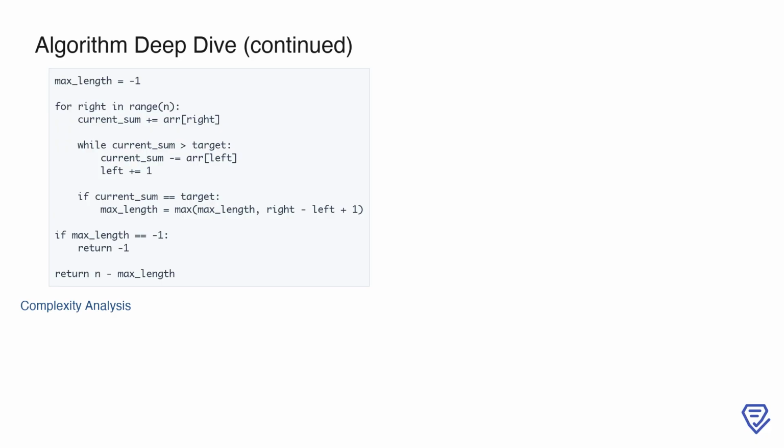If the current_sum matches the target, we calculate the length of the current window and update max_length if this length is greater than our previous maximum. After processing the entire array, we check if max_length is still -1, which would indicate that no valid subarray was found. In that case, we return -1. Otherwise, we calculate the minimum number of operations as the length of the array minus max_length. This subtraction gives the number of elements outside the longest valid subarray, which corresponds to the elements that must be removed. This approach is efficient and ensures that we handle all cases correctly without redundant computations.